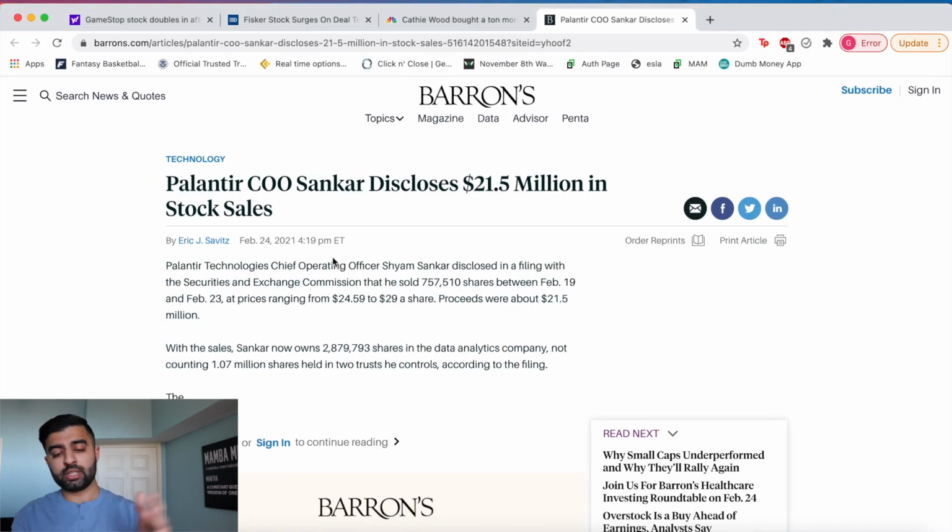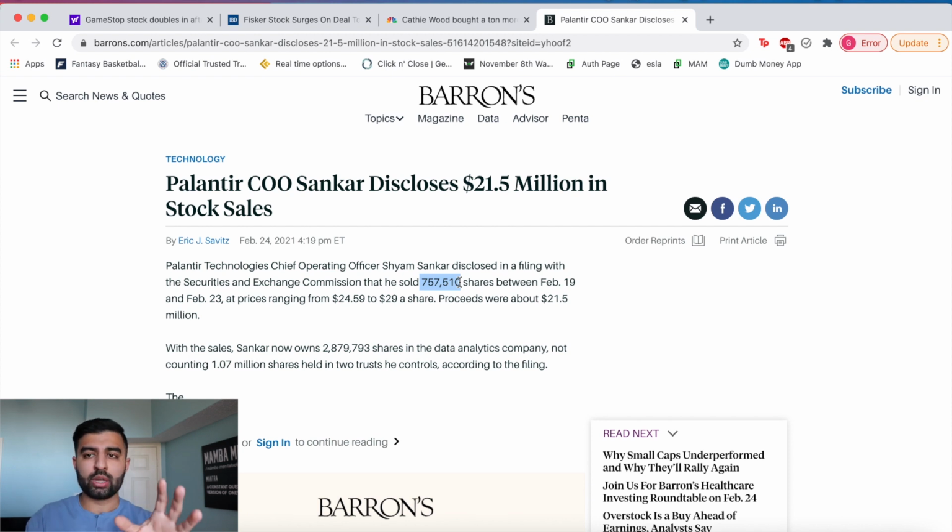The COO of Palantir, if you remember from the demo day that they had, Shyam Sankar, disclosed in a filing with the SEC that he sold 757,000 shares, priced between $24.50 to $29 a share, and got about $21 million. So someone's banking, but that's another thing that we look at, the 757,000 shares that they sold between February 19th, which was last Friday, I believe, and yesterday. So that was a lot of selling pressure happening as well.